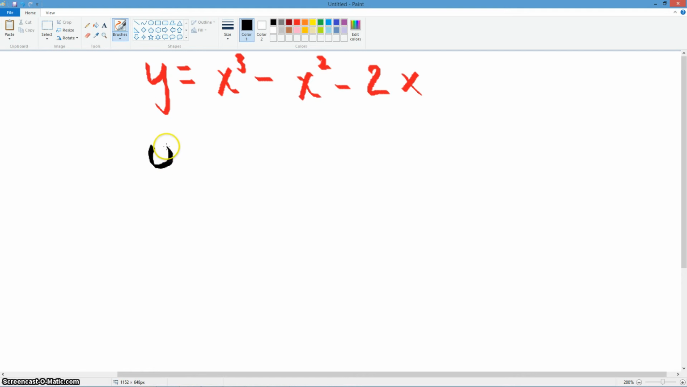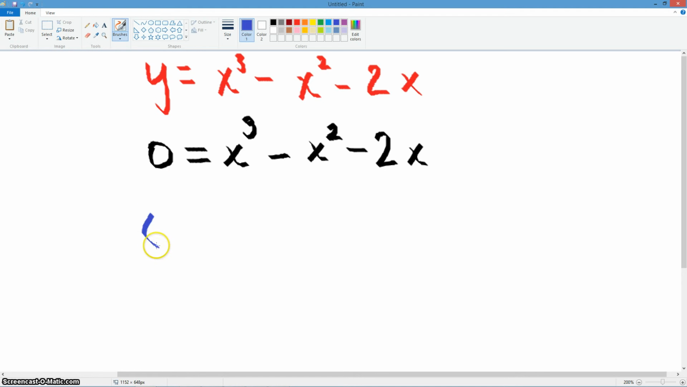So the first thing I'm going to do is set the whole thing equal to 0. So I now have 0 equals x cubed minus x squared minus 2x. Now I need to start factoring. Well, this one is easy right now because we're going to factor out what they have in common. Each one of those has at least one x that you can take out. So let's do that. I'm going to take out one x from each term.